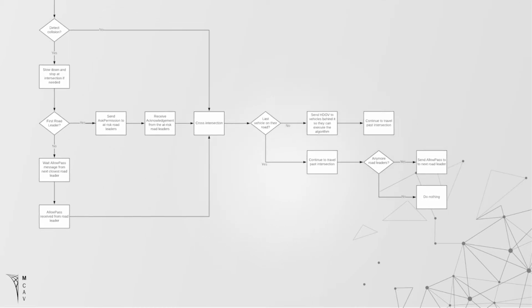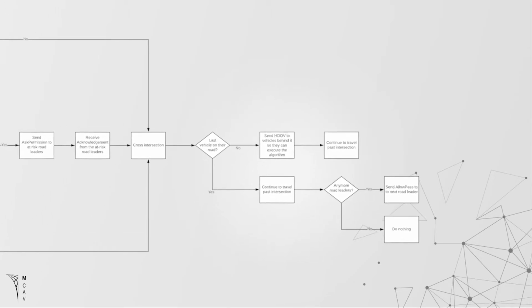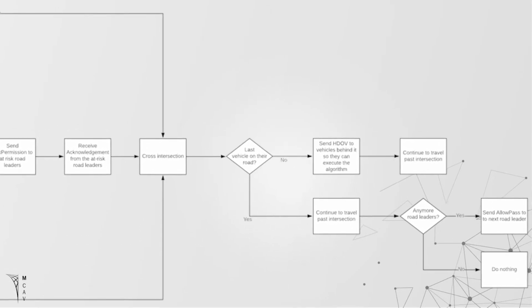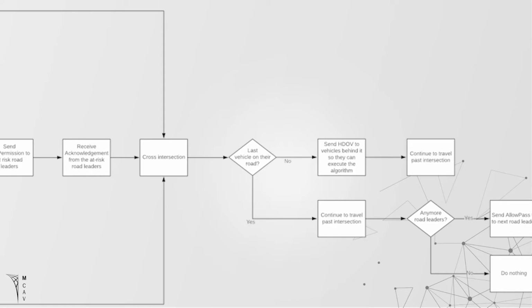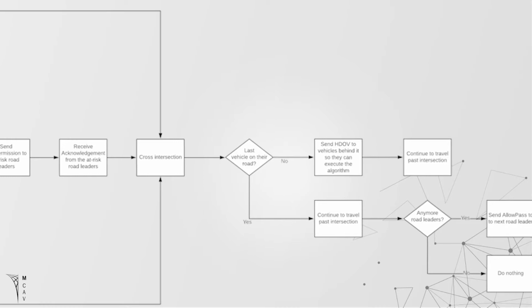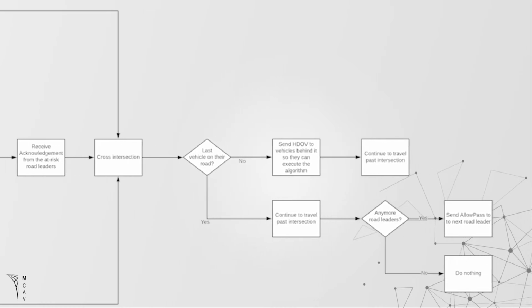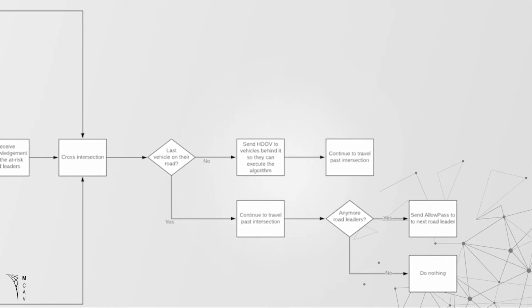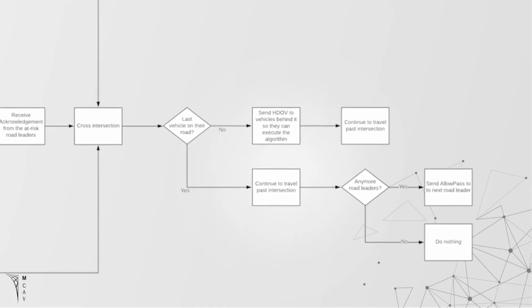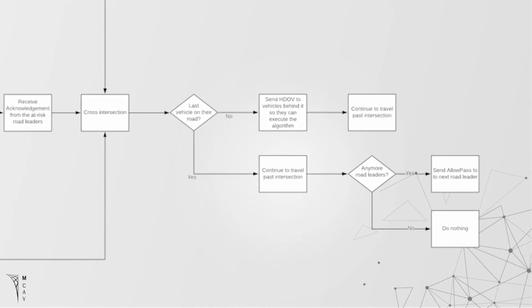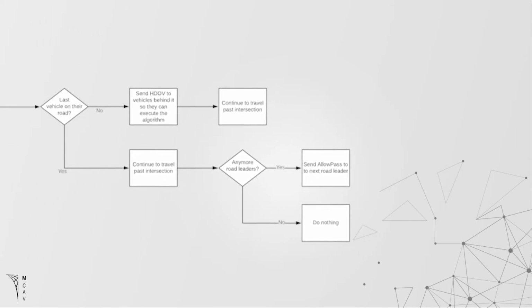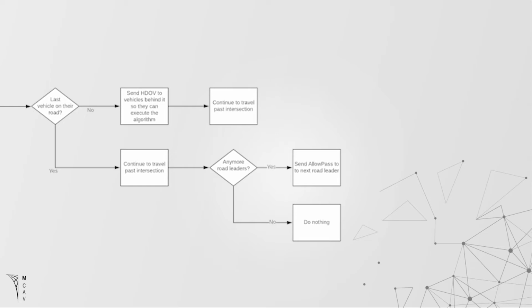3. Mid-intersection. Once the vehicle has entered the intersection, it should check if it is the last vehicle on the road. If it is not the last vehicle on the road, it should send a handover message to the vehicles behind it to allow them to cross as well. Then it will continue through the intersection. If it is the last vehicle on the road, it will continue through the intersection before checking for any more road leaders. If there is another road leader, it sends an allow pass message to them.